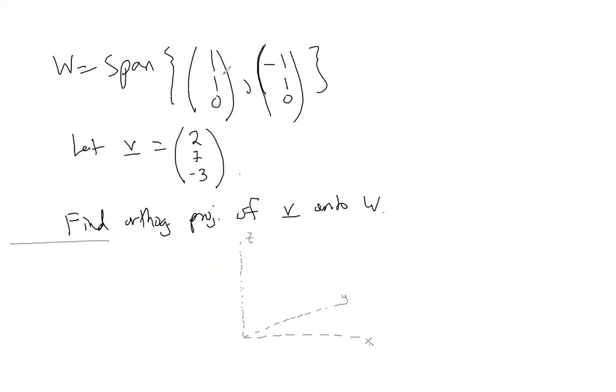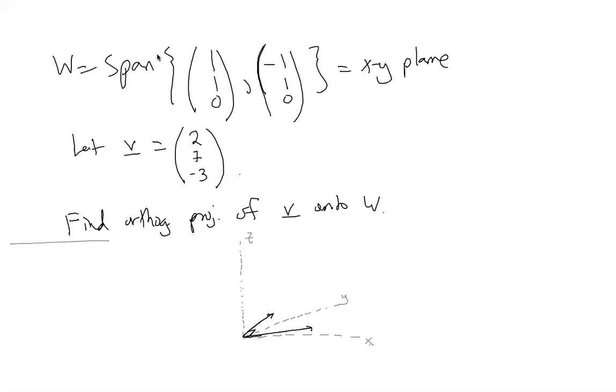Okay, W is a span of (1, 1, 0) and (-1, 1, 0). So first of all, are they orthogonal? Those two vectors? Yeah, just the dot product is 0. These are orthogonal. Okay, and then we have V. So W, this is really the xy plane. You know, just pick two vectors that are orthogonal.